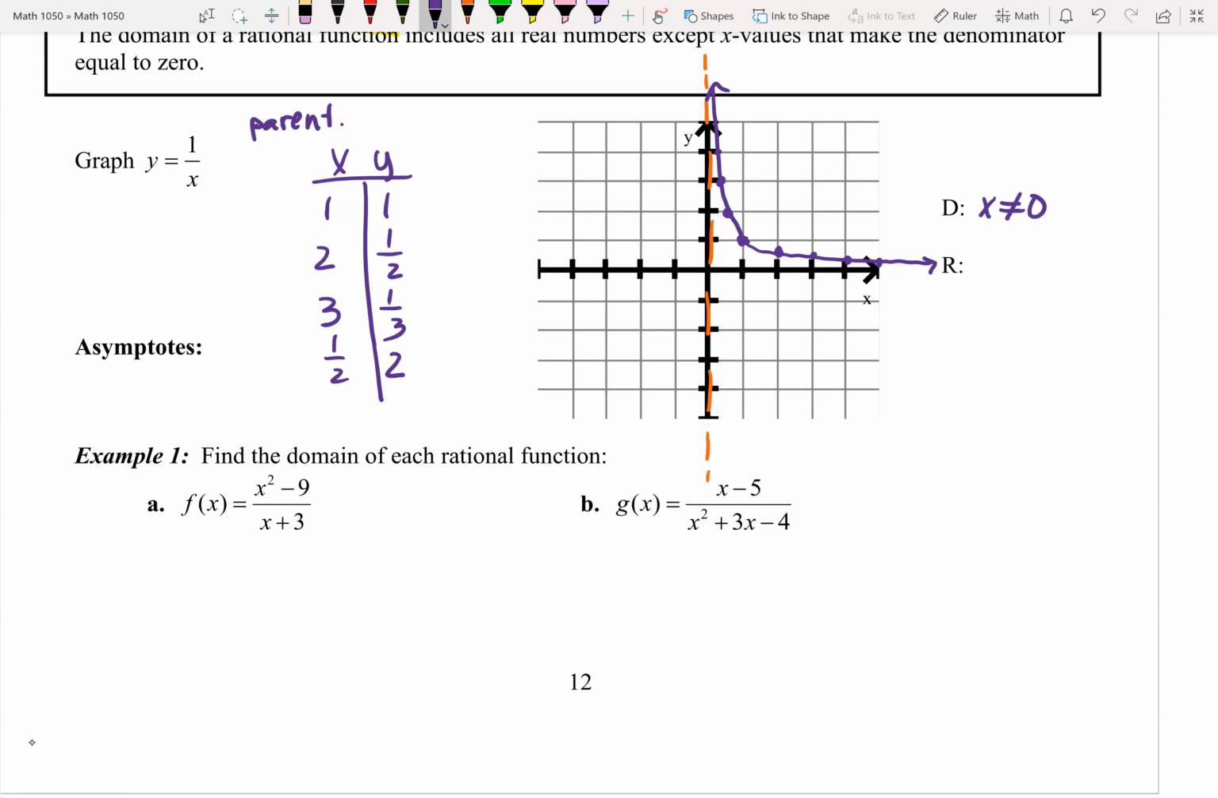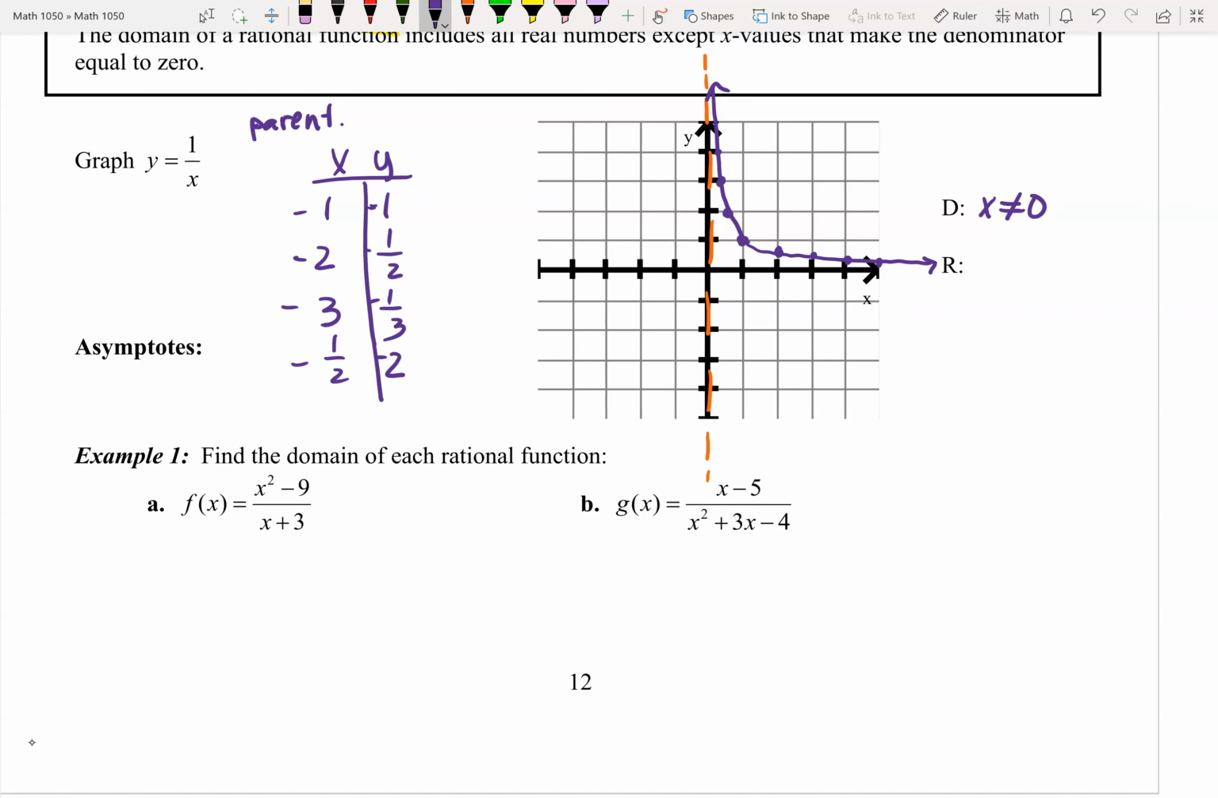Now, that's only half. That's the right side, but now we have to do the left side. On the left side, the x's are negative. So if those are all negative, what does that do to my y? Well, that'd be 1 over negative 1, which is a negative 1. 1 over negative 2 is a negative 1/2, etc. So it just changes the sign.